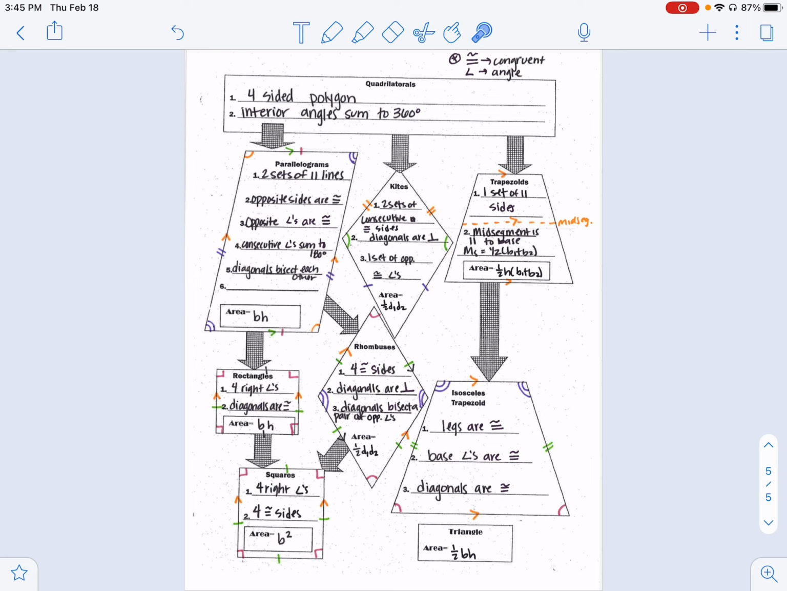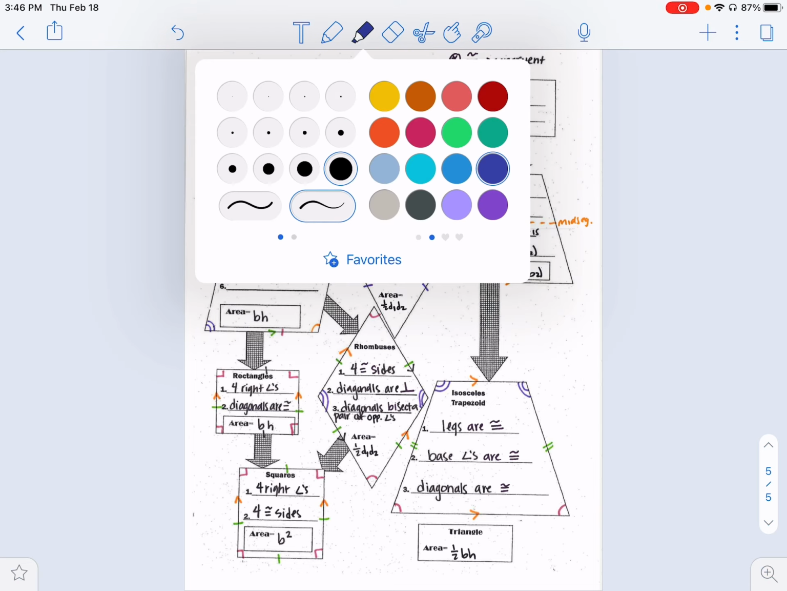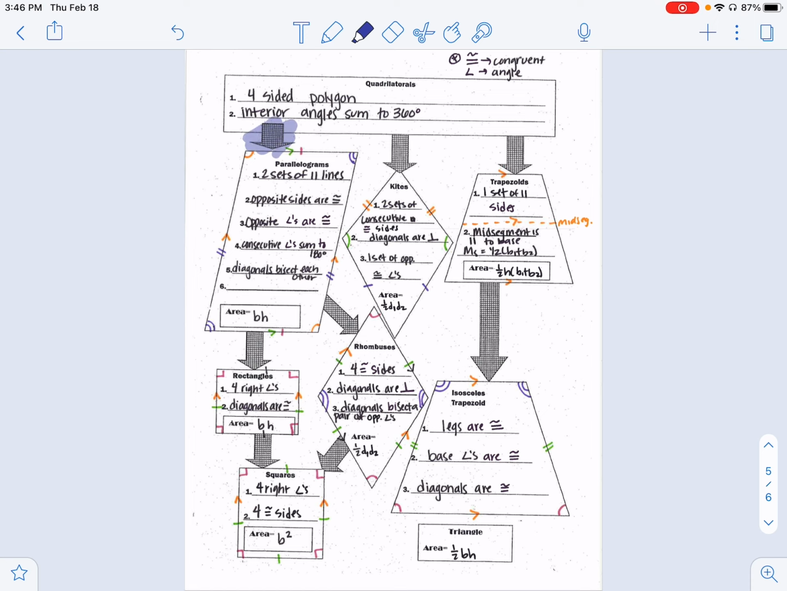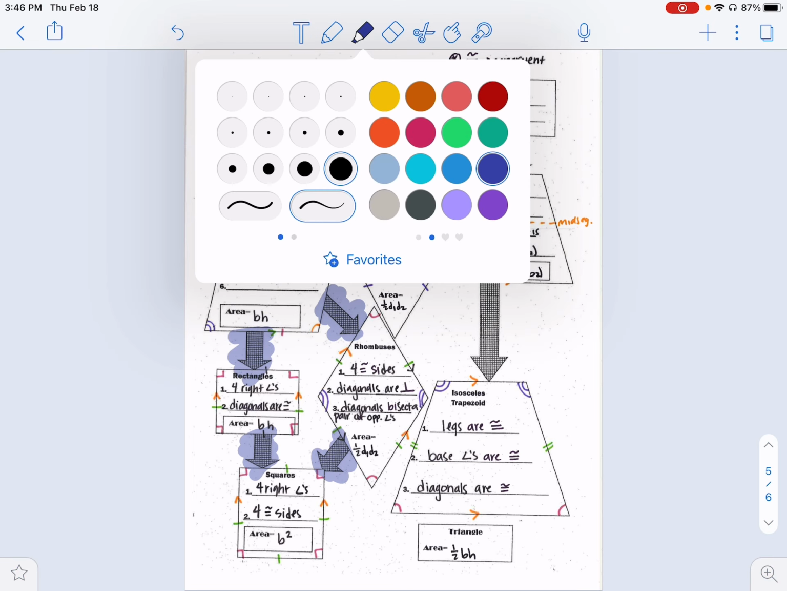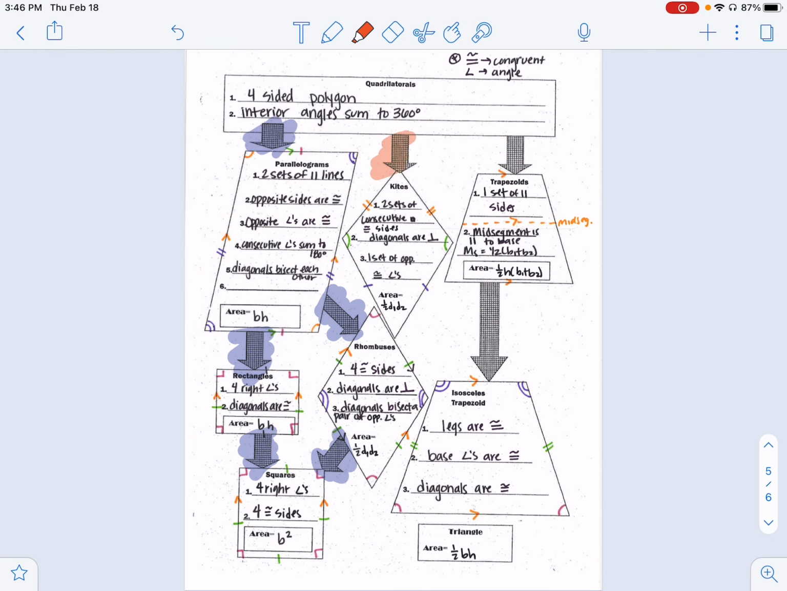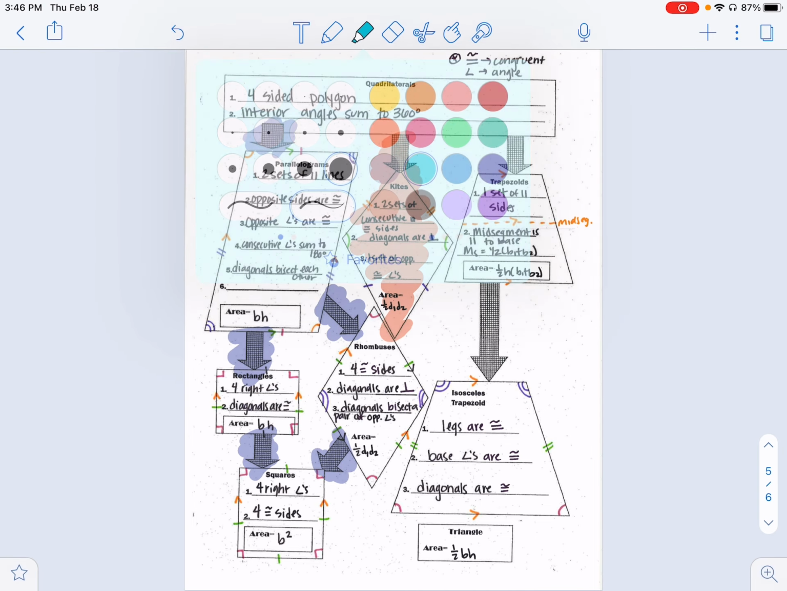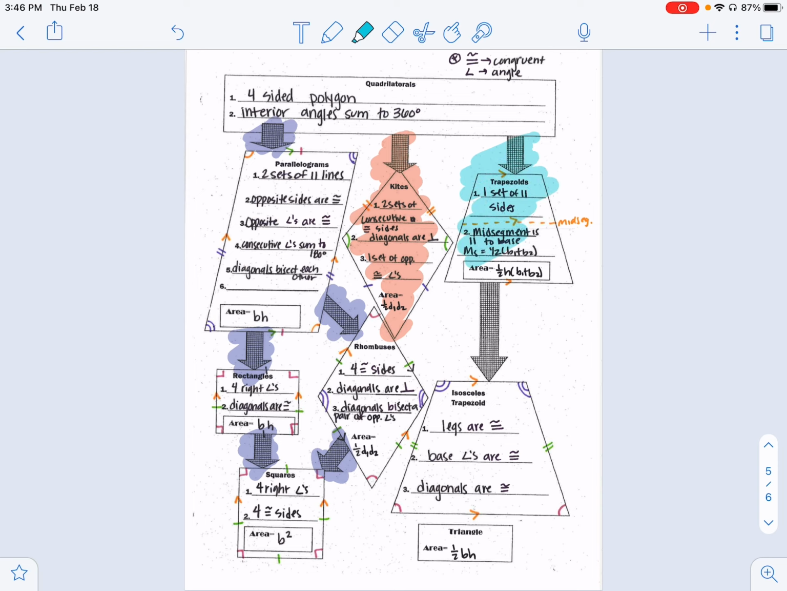We can break them down into parallelograms, which I can highlight all of these in blue. All of these arrows are going to bring us into different types of parallelograms. We could have a kite, or we can have trapezoids. And inside of trapezoids, we have another special type of trapezoid. So we can fall into one of these three special types of classifications.